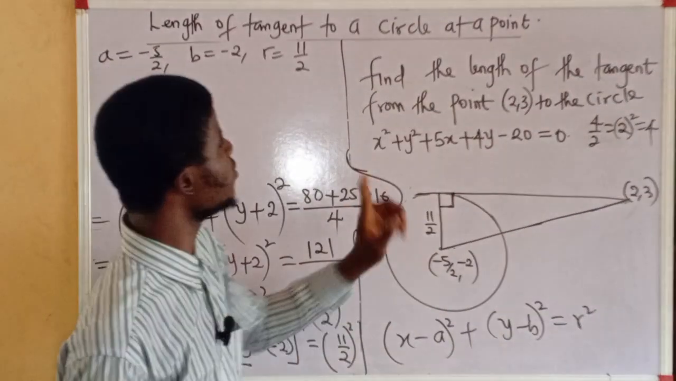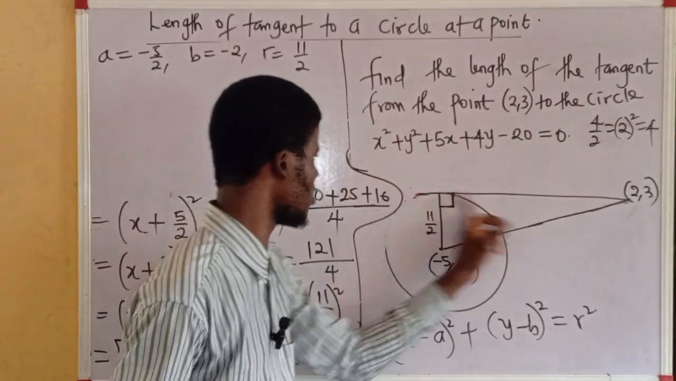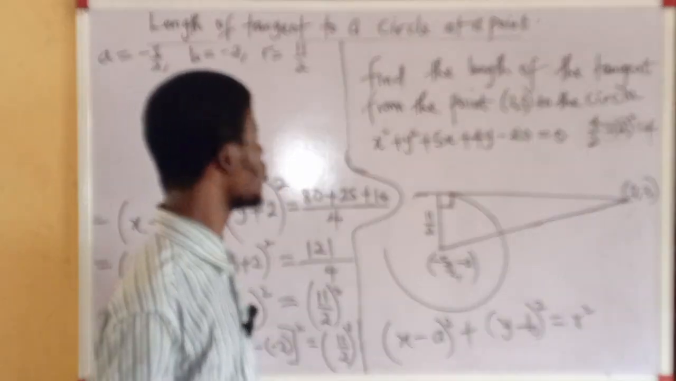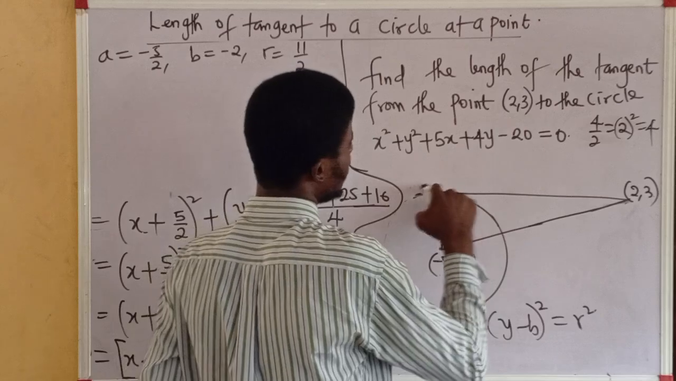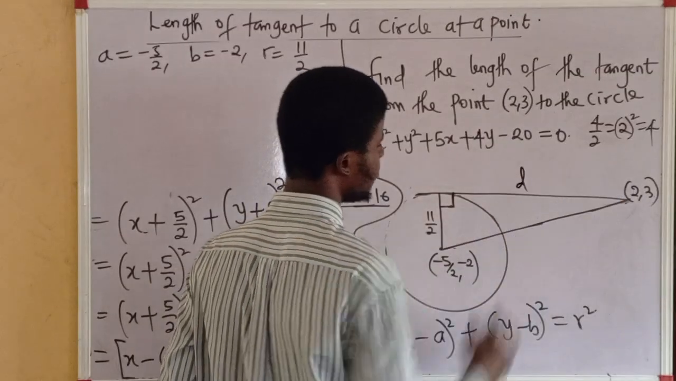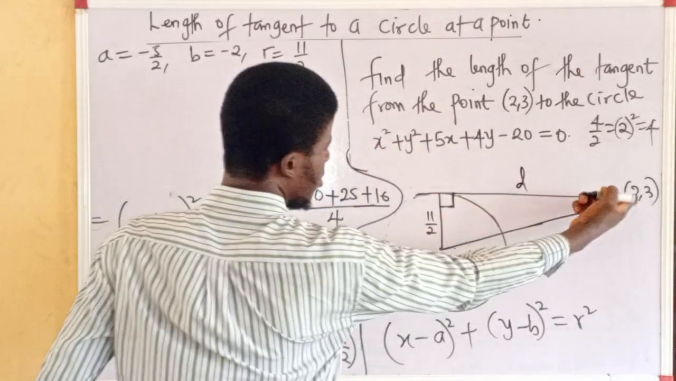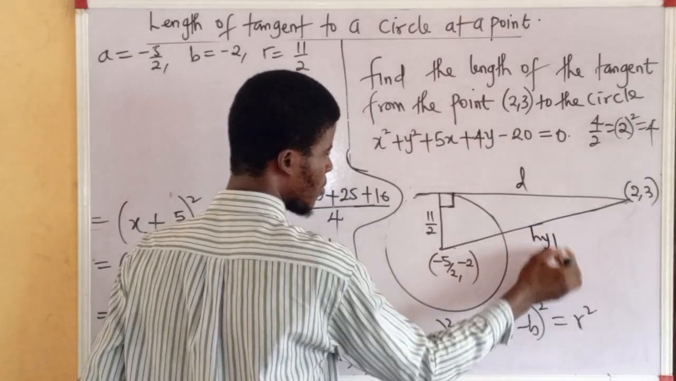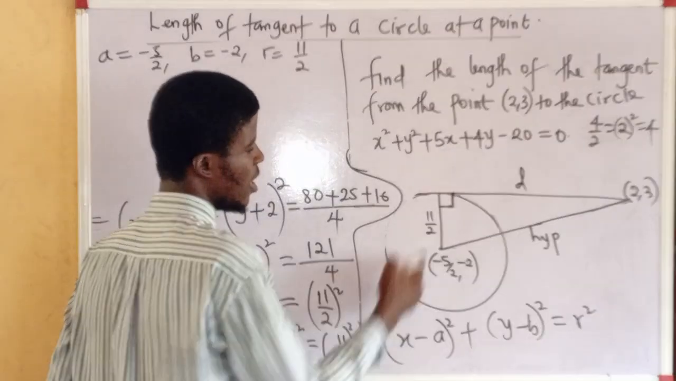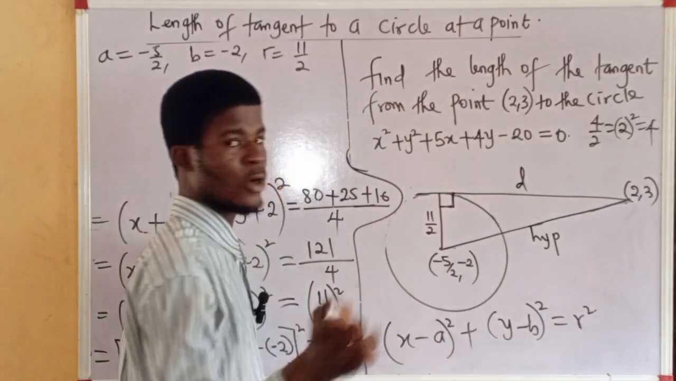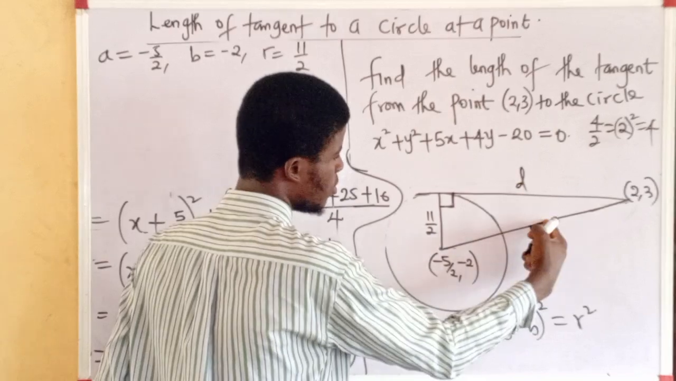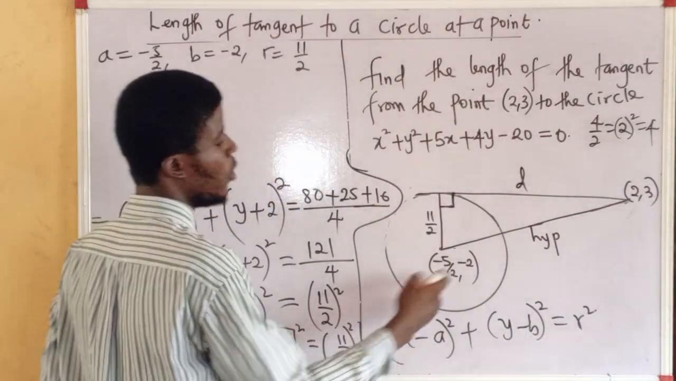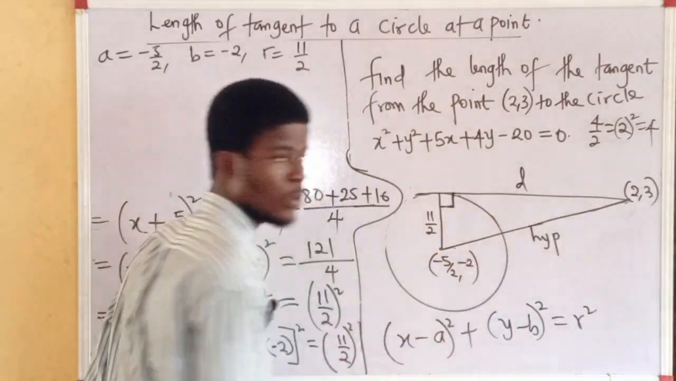Remember, the goal is to find the length of the tangent. This is the tangent from this point to the circle. So let's call the length of the tangent d. This is a right angle triangle, what we can see now. This is the hypotenuse, alright? And these are the adjacent sides. So by Pythagoras rule, the square of this hypotenuse is equal to the sum of the squares of the other two sides. So what is the length of this hypotenuse?